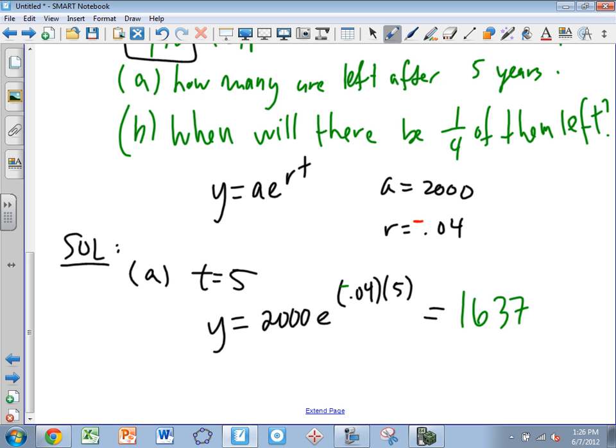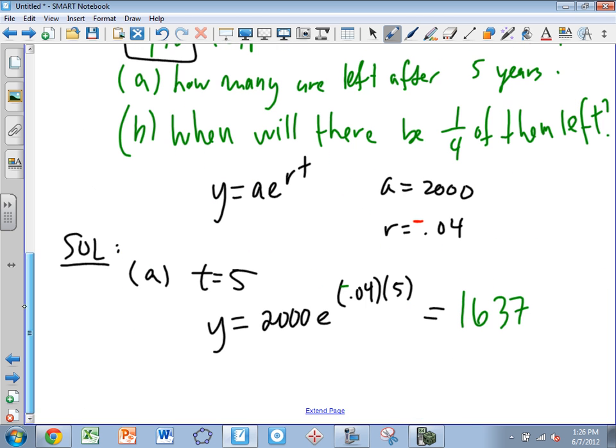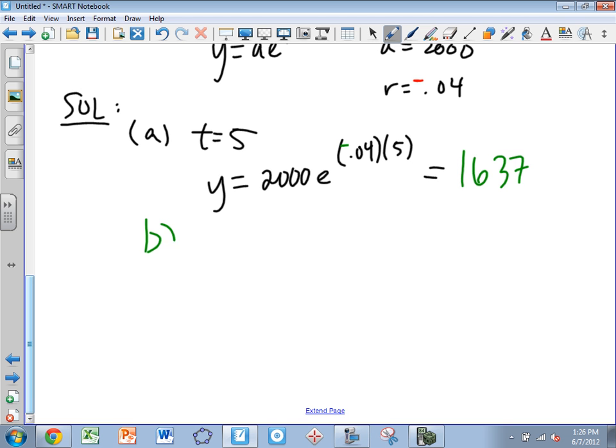One-fourth of them left. That doesn't mean of what's there. One-fourth of them left means like the original. How many did you start with? 2,000. What's a fourth of 2,000? 500. Right? 500, 500, 500, 500 is 2,000. So the question is now asking us the following. It's saying, when will there be 500 left? So you have the following.